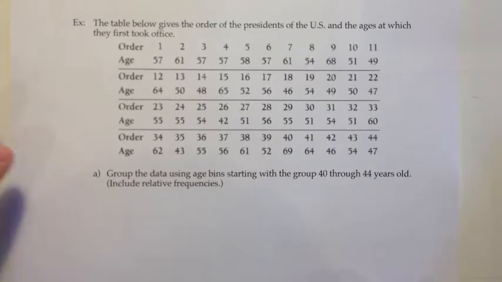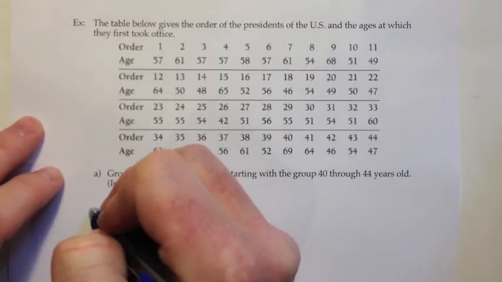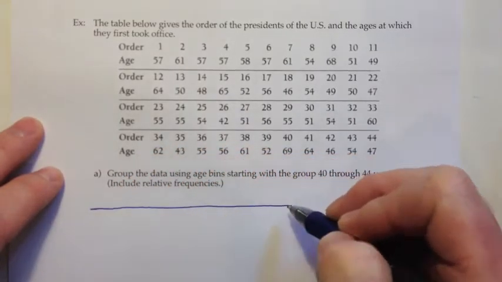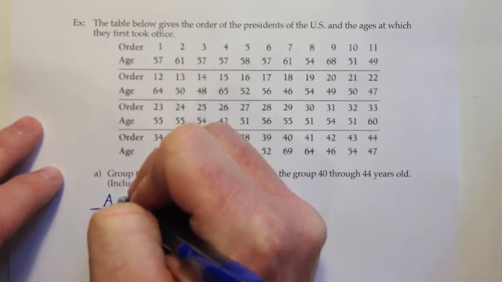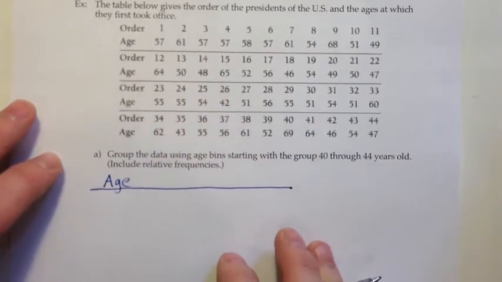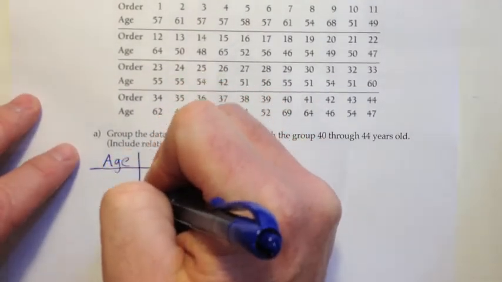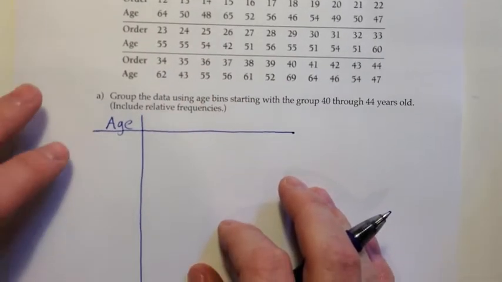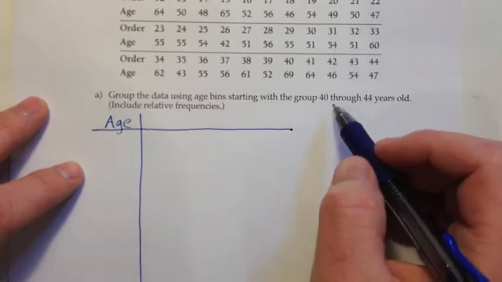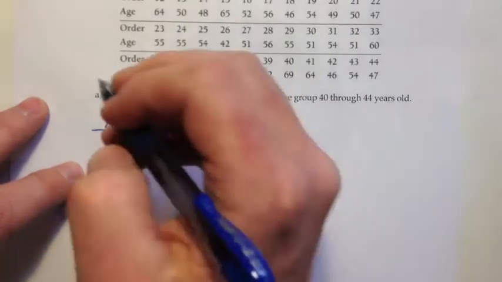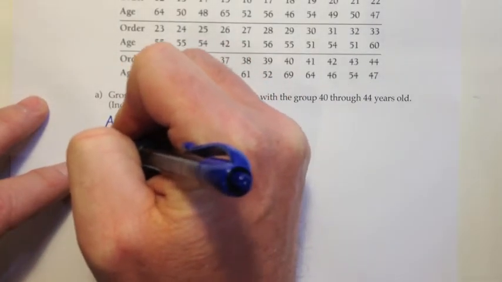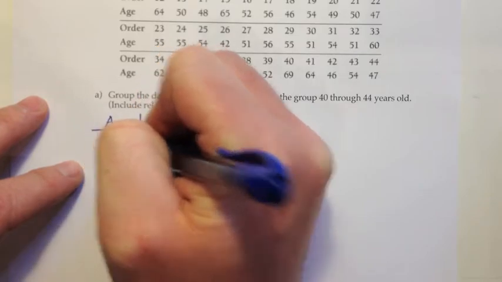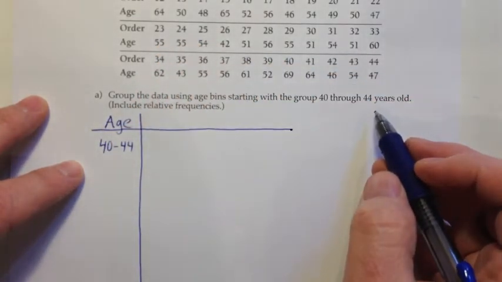So first of all, as far as the bins goes, what we want to do is make a table, and we want to make age bins, it says. So I'm going to put an age heading here, and then I'm just going to draw a line here to separate that column from other ones that we're going to do. And they say to start with the group 40 through 44. So the way I would write that is 40-44, which would be read as 40 through 44 years old.